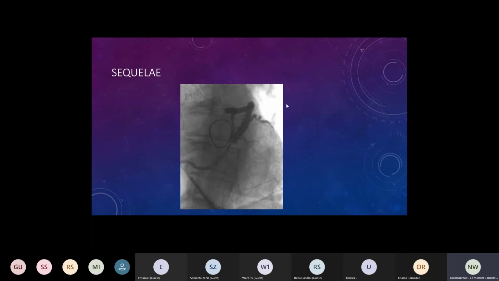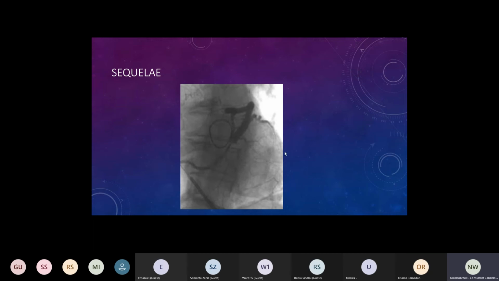But the ICD, just as it can fire appropriately, can fire inappropriately. And if you're having that jolt of electricity go through you, sometimes tens or even hundreds of times, because a lead gets fractured or you go into fast atrial fibrillation, it can be very, very unpleasant. So inappropriate shocks are a sequela of the implant.